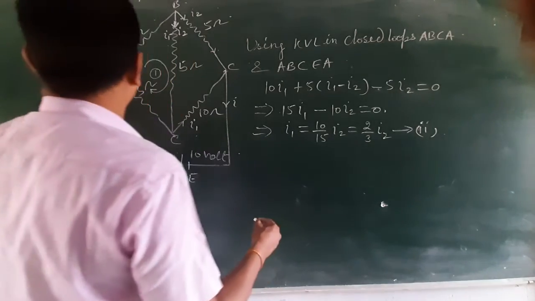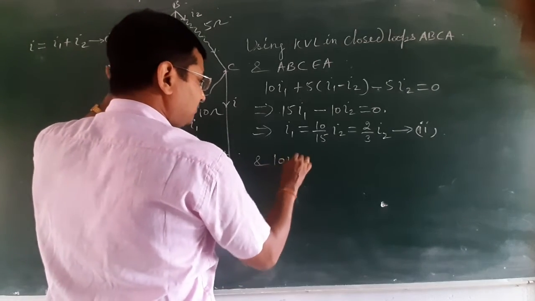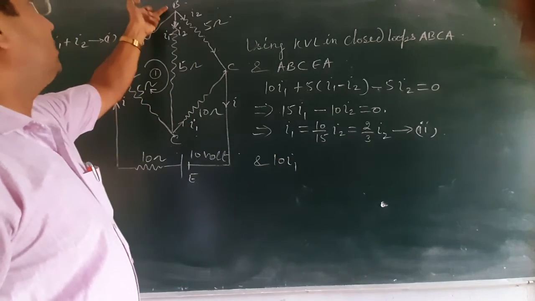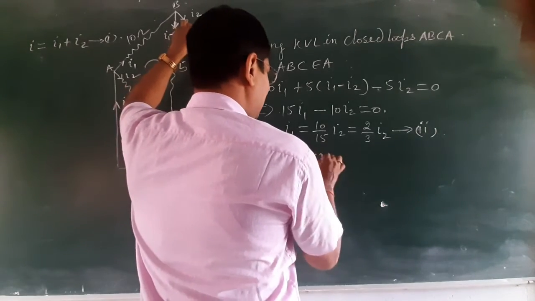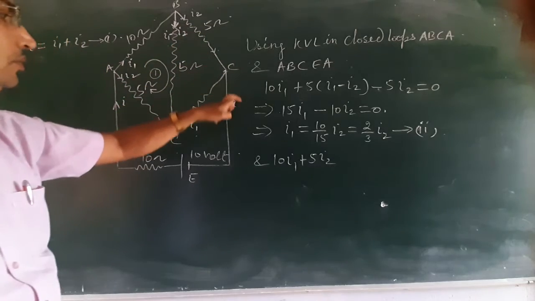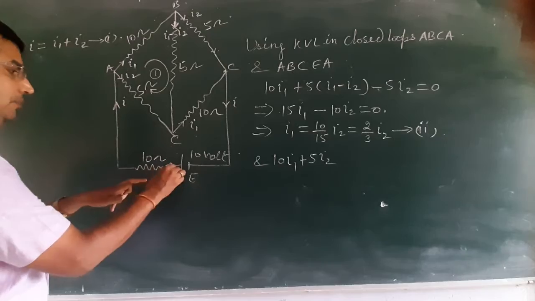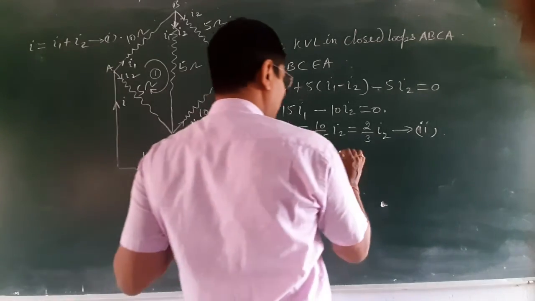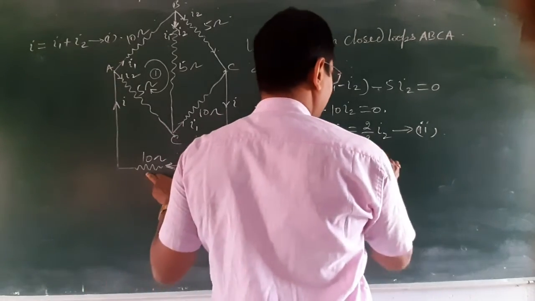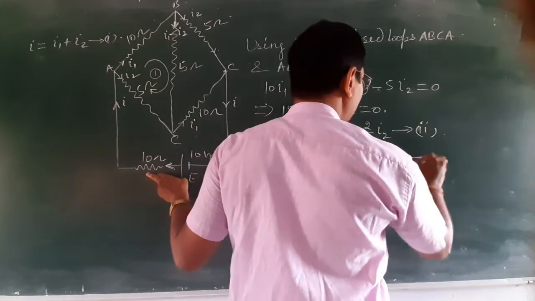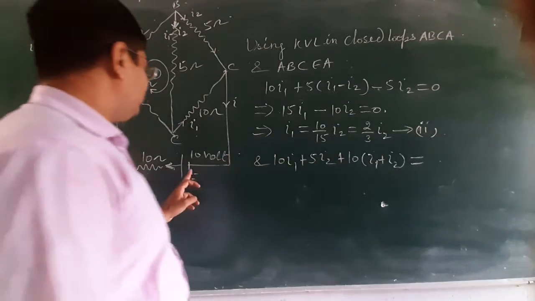So starting from this point, 10 I1, you are moving in the direction of electric current. So here it will be 5 I2, and in this way here the main current is flowing in the direction of electric current. So plus 10. What is the value of I? I is equal to I1 plus I2. I1 plus I2 is equal to the algebraic sum of EMFs. Sigma IR is equal to sigma E.